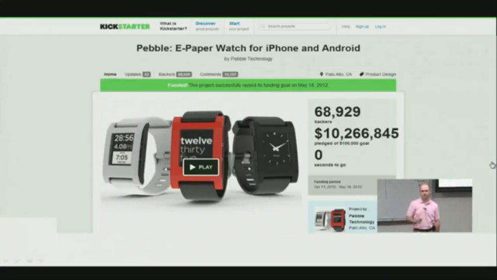So they had a goal of raising $100,000 for this. They raised $1 million in 28 hours and $10 million to date. And this launched a year ago, May of 2012. So we'll take a brief look at what they're doing.